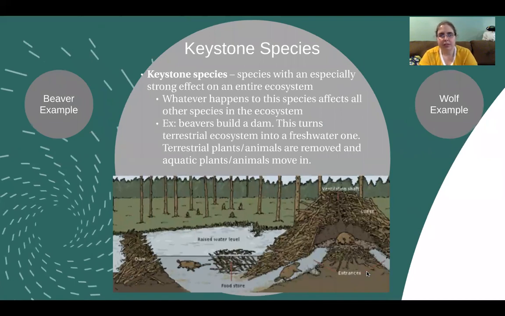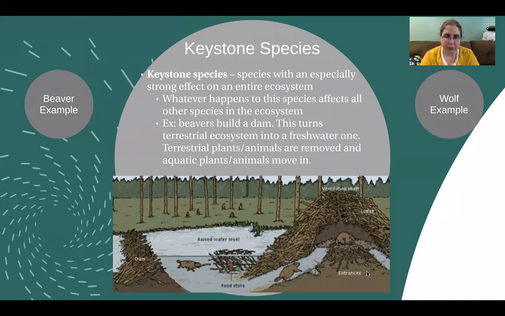So let's talk about what a keystone species is. A keystone species is a species within an ecosystem that has an especially strong effect on the entire ecosystem. So that means that they have such a big effect that if something happens to this particular species, it will affect every other species in that ecosystem.